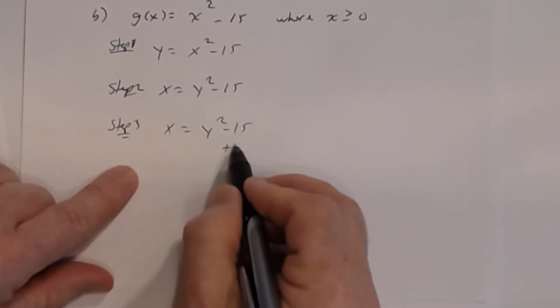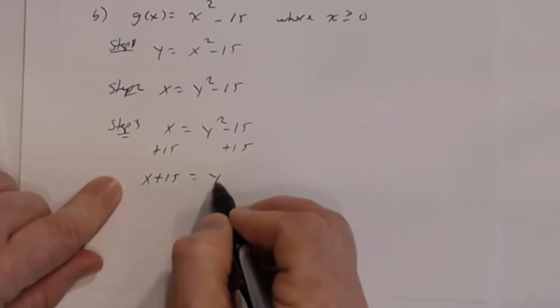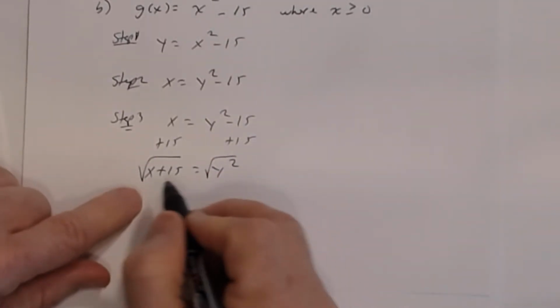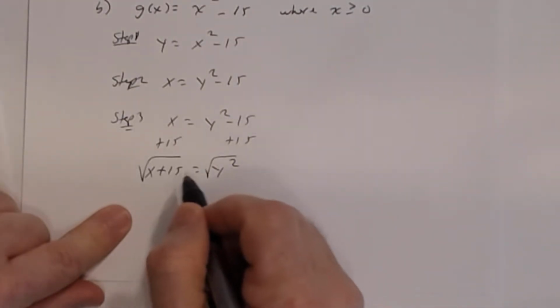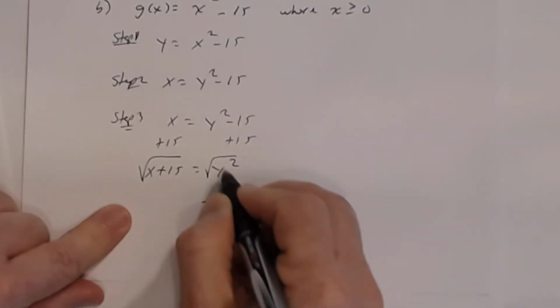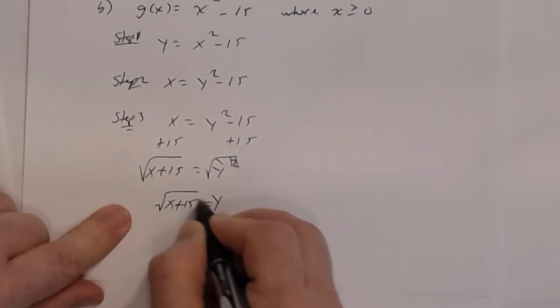So I'm going to add 15 to both sides. So I get x plus 15 equals y squared. Then you're going to take the square root of both sides. Now remember, don't do that plus or minus here because your domain was restricted. So you're only going to be looking at the positive square root. So y equals, these undo each other. So y equals the square root of x plus 15.